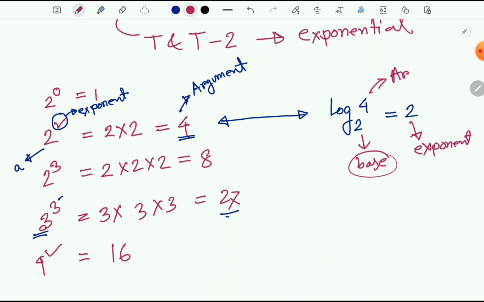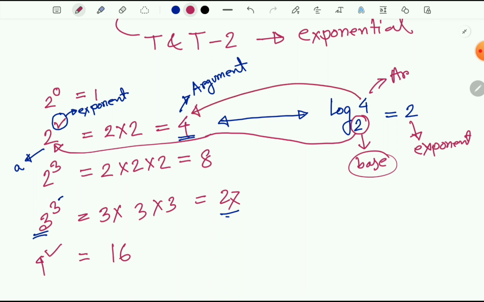This is very important for your calculation in future. Remember, this 2 is actually the base, and this 4 is the argument, which is the result when we consider the exponential expression, and the exponent comes here. So now we can say what is the purpose of logarithm. Yes, by logarithm we can find exponents.